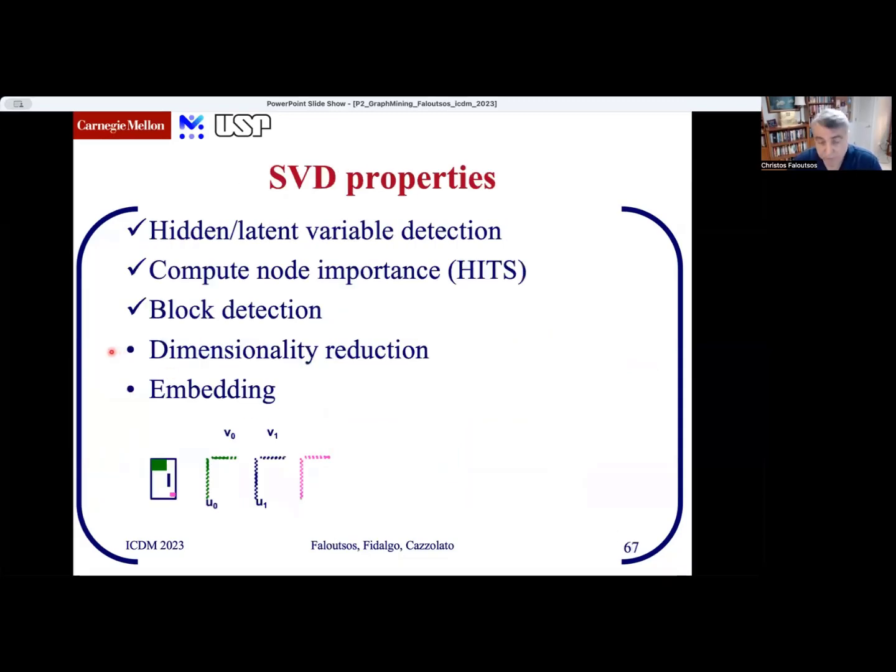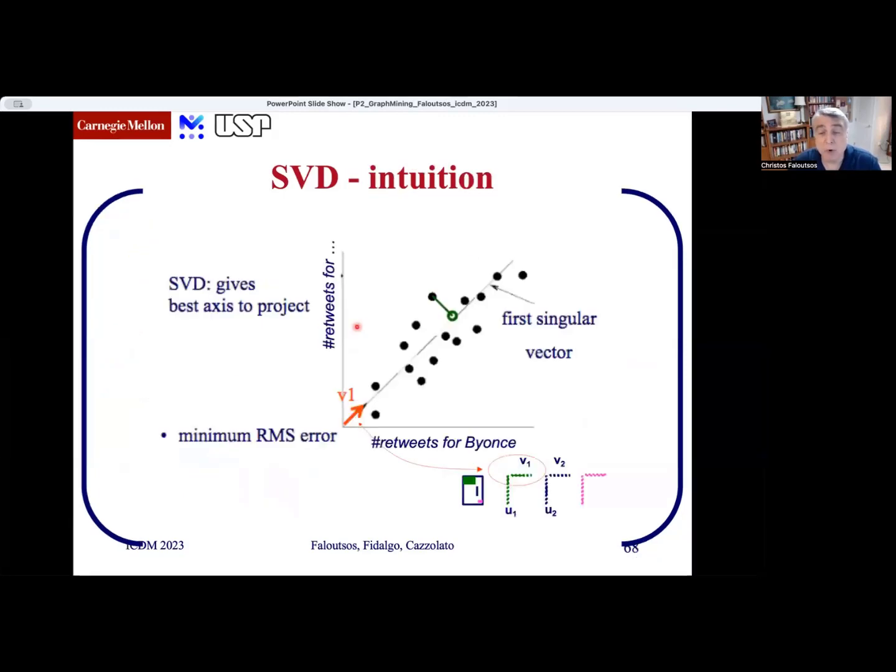Going down the list of properties, it can do dimensionality reduction. So suppose we have points. In this example, there are 2-dimensional points, in which case the matrix will have as many rows as points and as many columns as dimensions, 2 in this example, right?